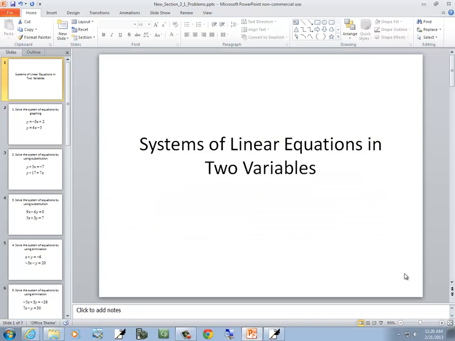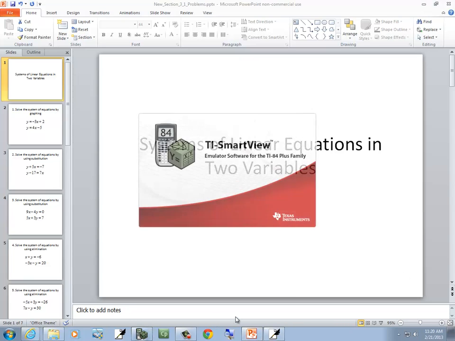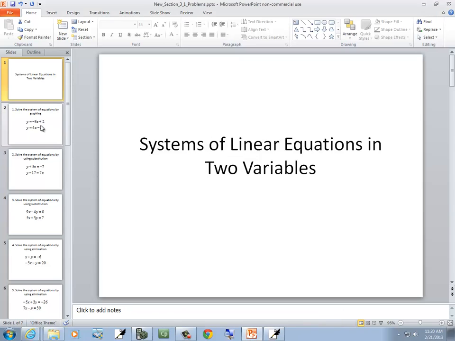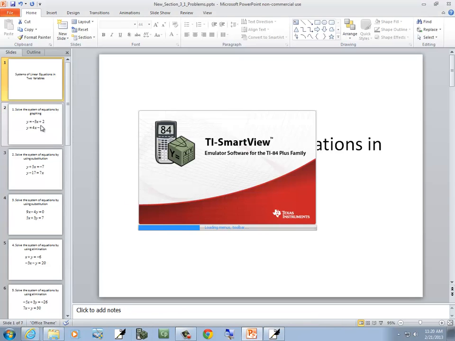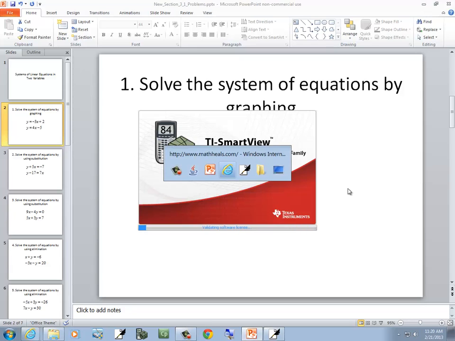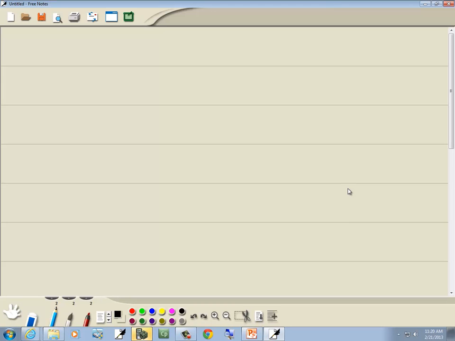Let's take a look at systems of linear equations in two variables. I guess I should have my calculator up and running. Okay. Our first problem.